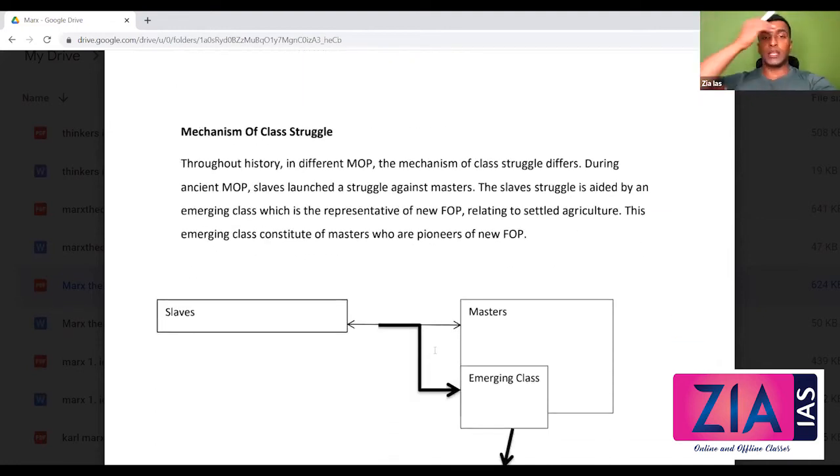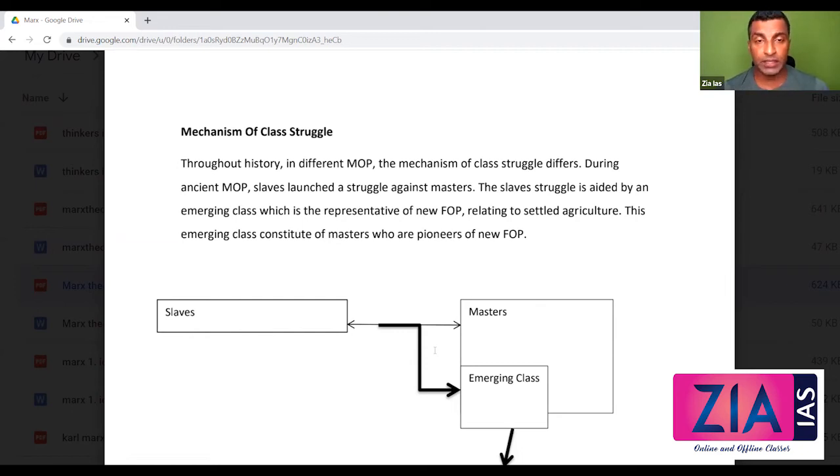Now, the process. Throughout history, in different modes of production, the mechanism of class struggle differs. This PDF which is given to you is complete, and it is prepared by taking into consideration the need of the exam. So this will cover everything. If you need to read further, you can read from Haralambos. Whatever is required for the exam is there. You just try to reproduce the same thing in the exam.